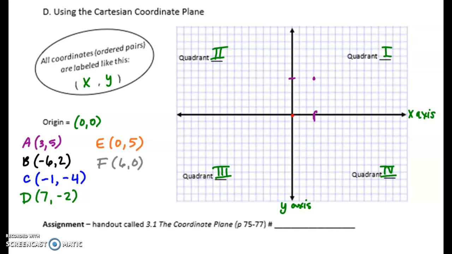So the point A we find is at the intersection of those 2 spots. And we say that point A is in quadrant 1. This is the quadrant where both x and y values are positive.